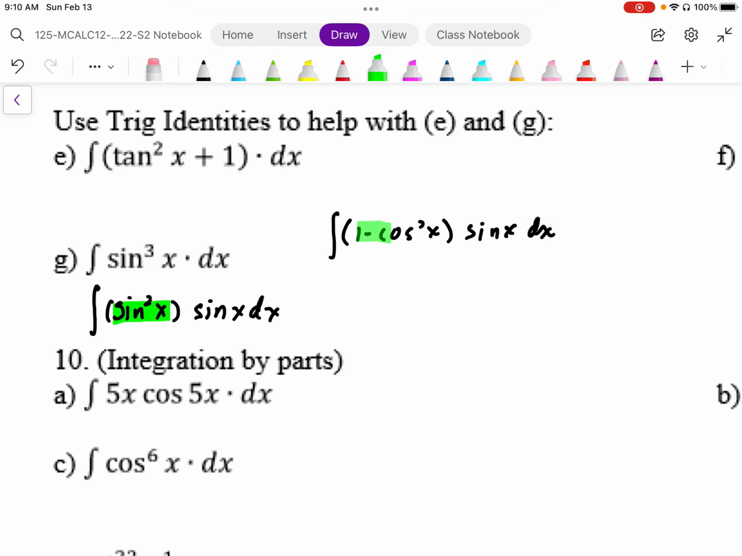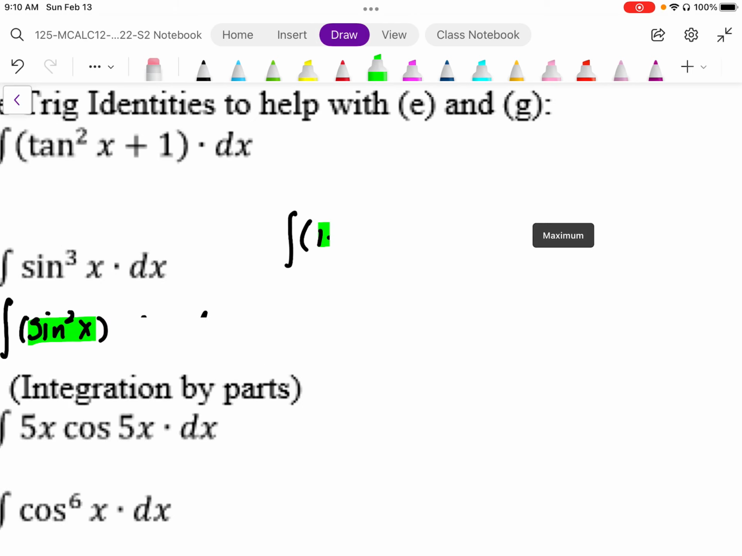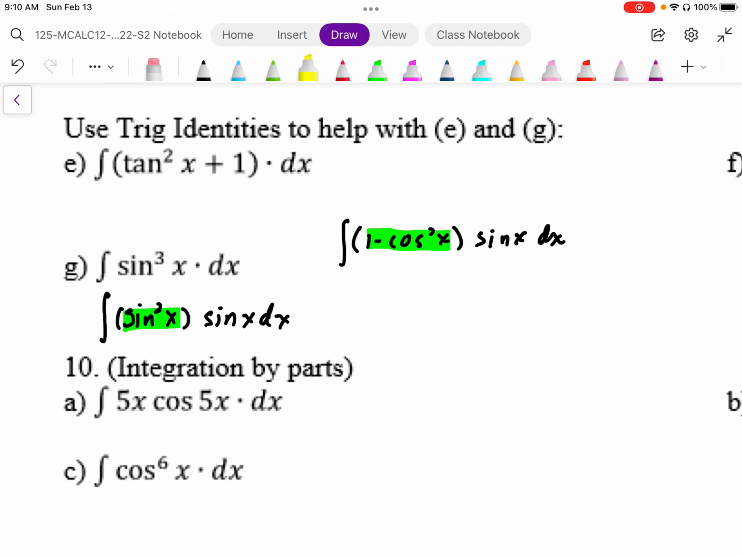And I can then ask myself, is there a way I can integrate this? Well, a cos squared is a problem as well. However, we can now do a substitution. So before in the sine cubed, we couldn't do a substitution. Now we can because we have some other expression over here that allows us to accommodate the du.